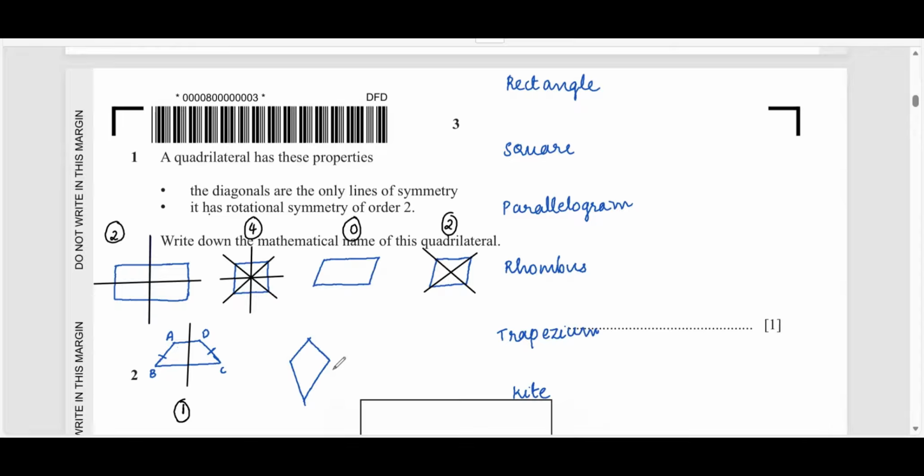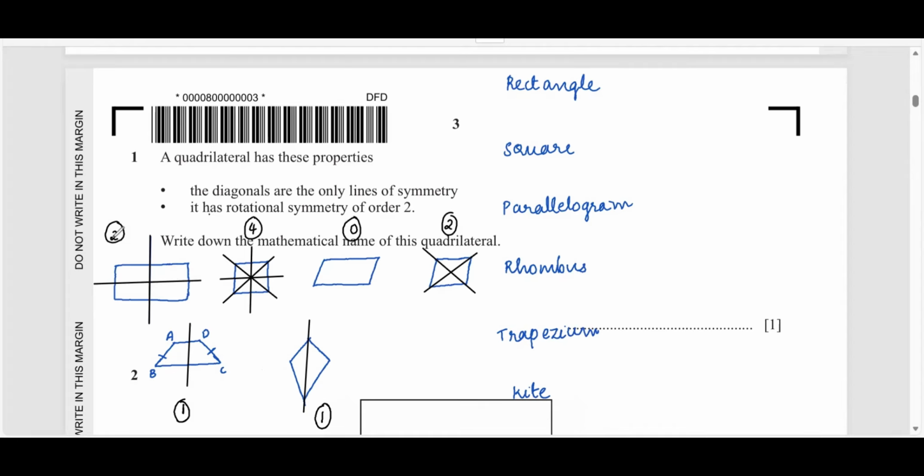Now the kite, which is the last quadrilateral that we are going to discuss, also has only one line of symmetry, which is nothing but a vertical line. This vertical line will divide this kite into two equal parts. So these are the details about lines of symmetry for the quadrilaterals.